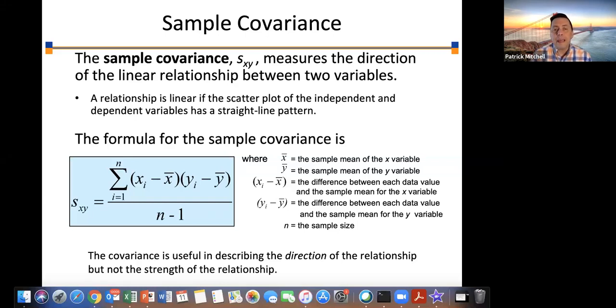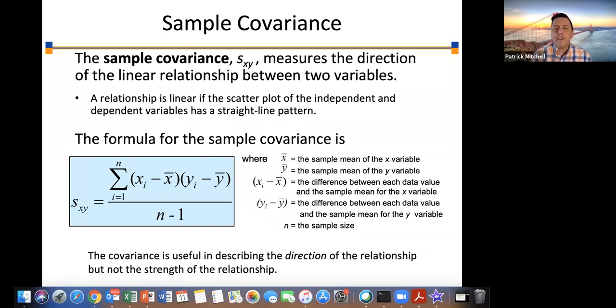So you're going to make a table that's going to have a few columns. First thing you have to do is calculate the mean for X and Y, and then make a column where you subtract the mean for X from each X value, and another column where you subtract the mean for Y from each Y value, and then multiply those differences together. And then you add those all up and divide by one less than the sample size.